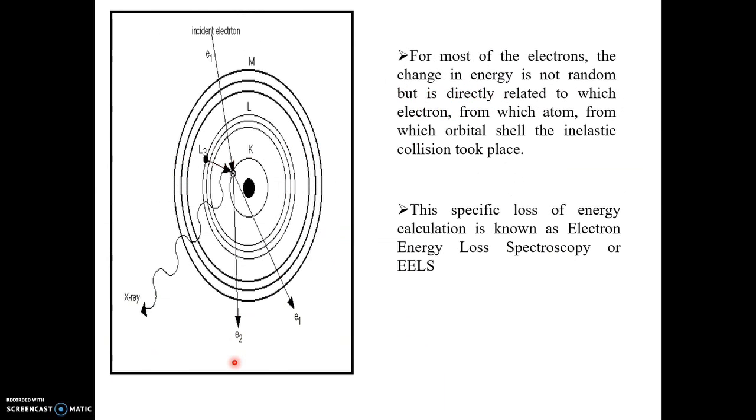Okay, the geometry of how the electron is going to strike the sample and how it is going to be scattered in nature. Right? This is another spectrum of the electron energy loss spectroscopy.